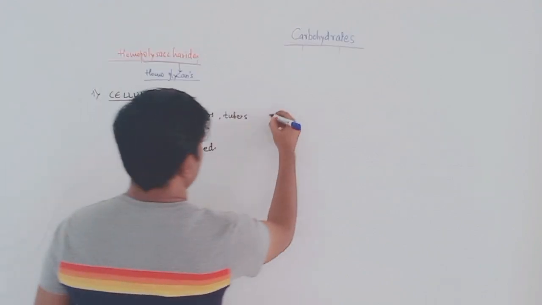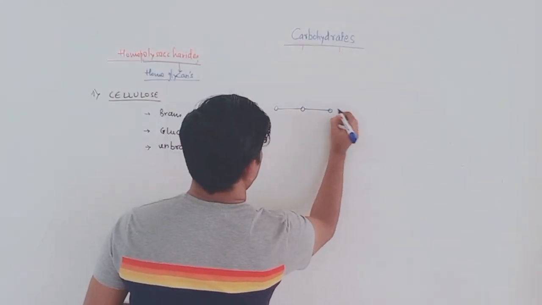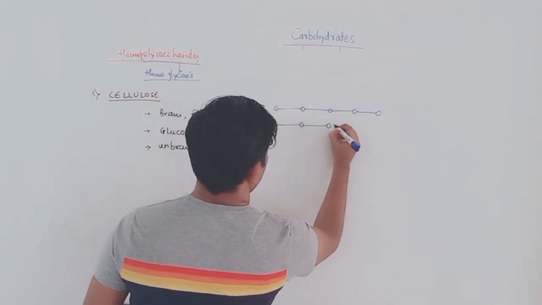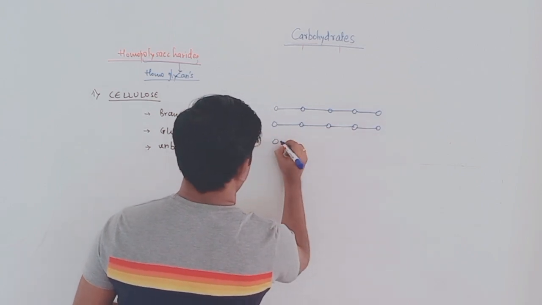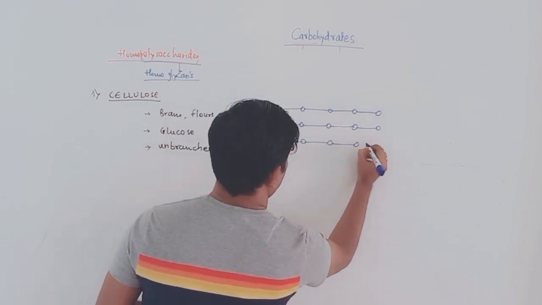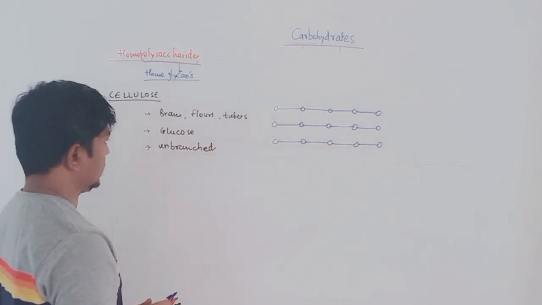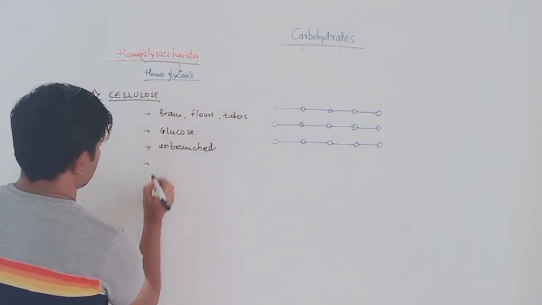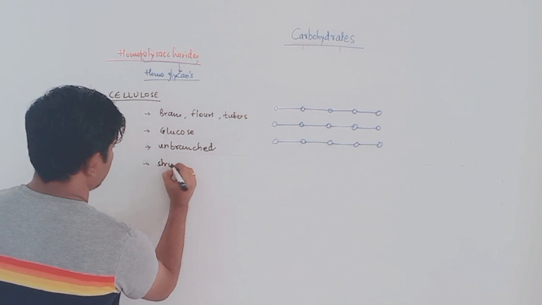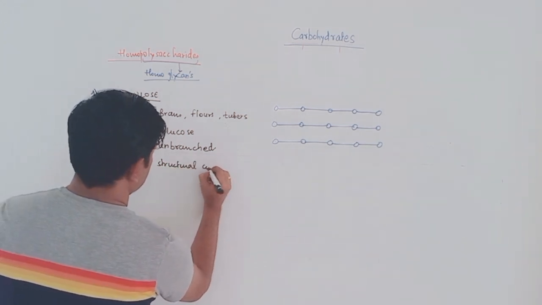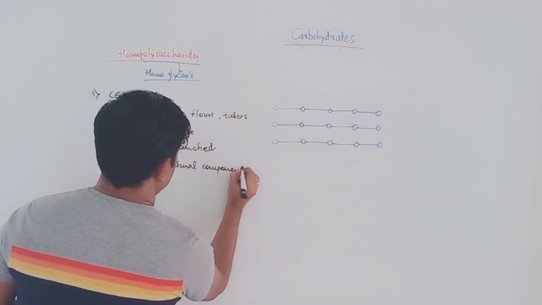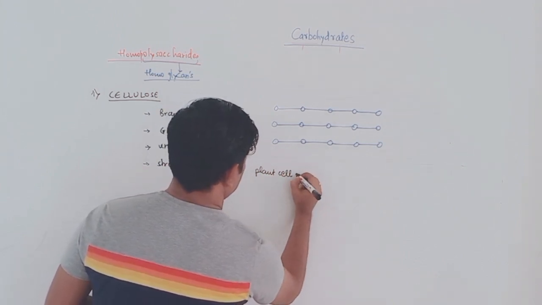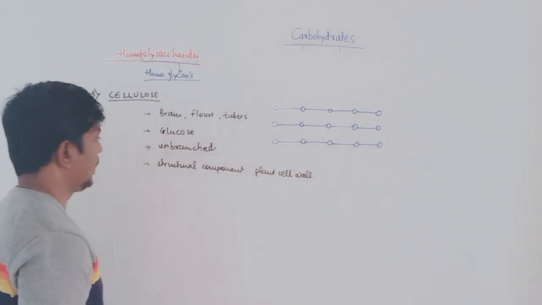So we see how the molecule looks. This is the spread of glucose chains which are present in cellulose. These are the straight chains, so no branching there, and this is the structural component in the plant cell. You can say plant cell wall.